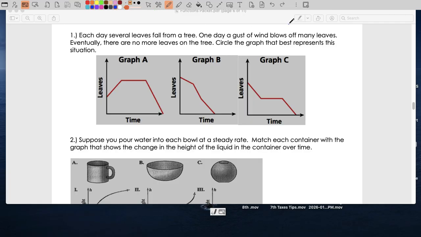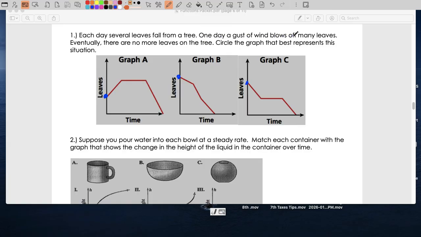So first of all, let's look at the trees. The tree starts with leaves, so it's not going to start here. If the graph started here, we could eliminate it. But all these graphs, right? This is a tree. There's a certain amount of leaves. Here, there's a certain amount of leaves, and here, there's a certain amount. So they're all correct for now.